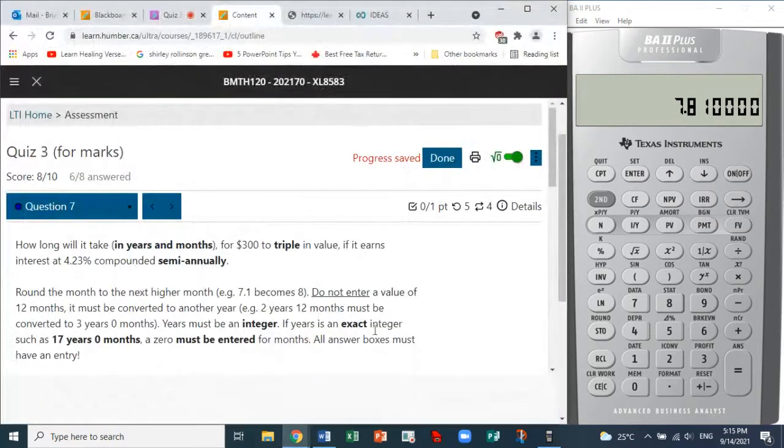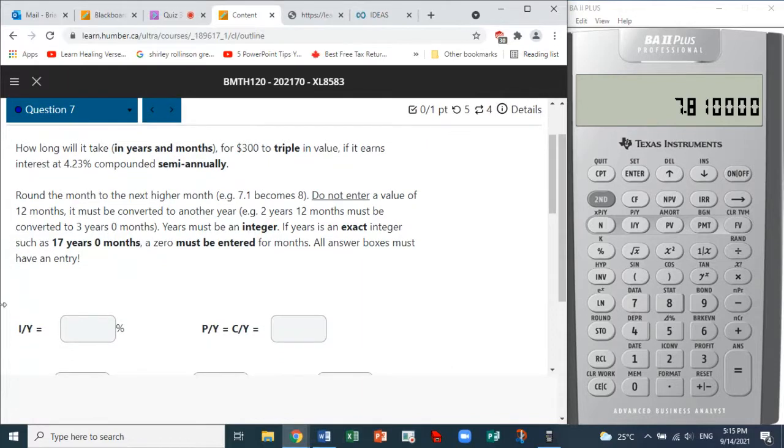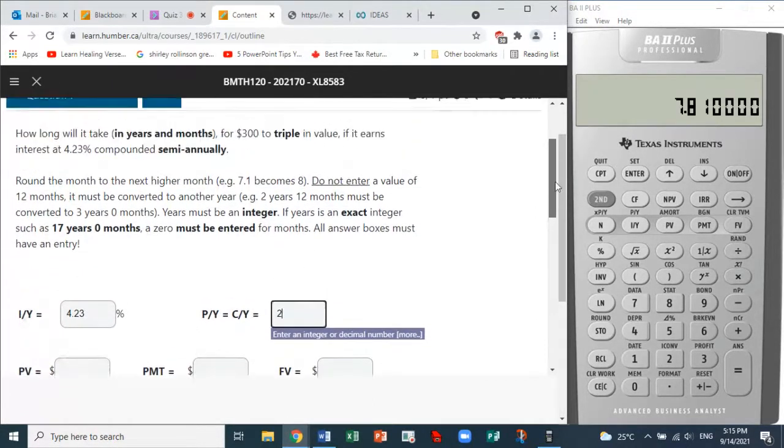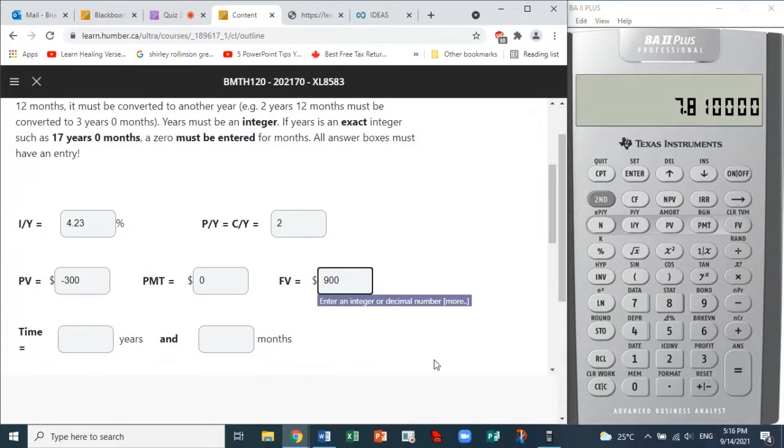All right, so let's go back to the question. Okay, what else do we need? So we're given the interest rate, so it's 4.23. Let's put that in here. 4.23. They compounded semi-annually, so we can put 2 in there. And what else do we need? We have the present value is 300, so we could put in the negative 300. Payment, we put in 0, and here we put in 900. All right, so we have to find n again.